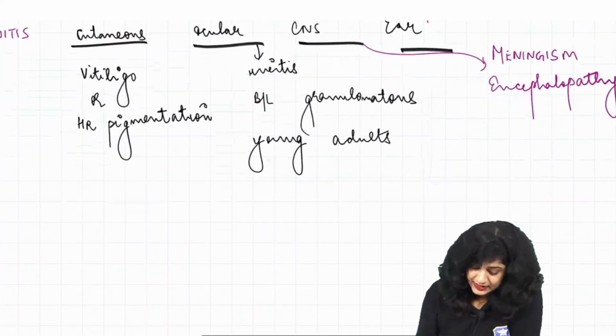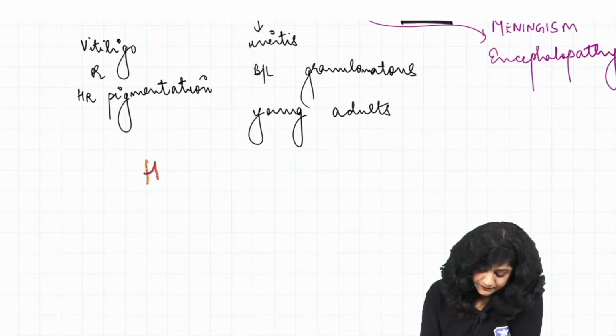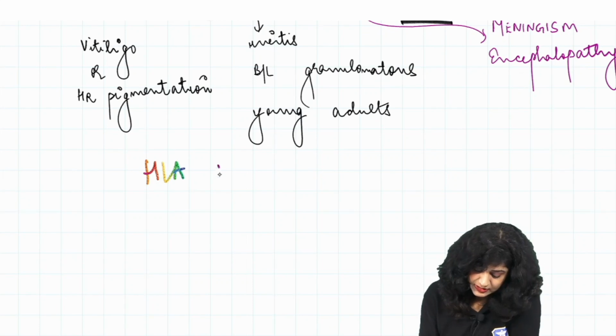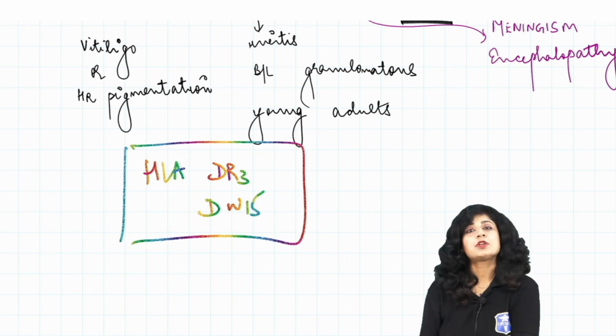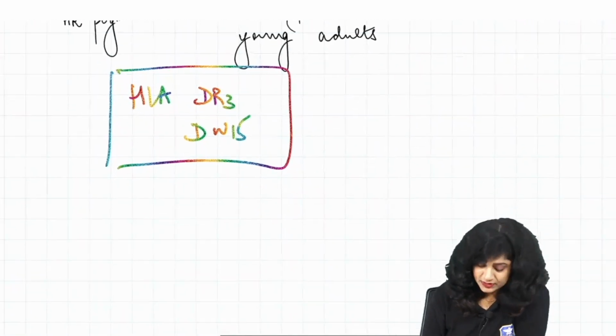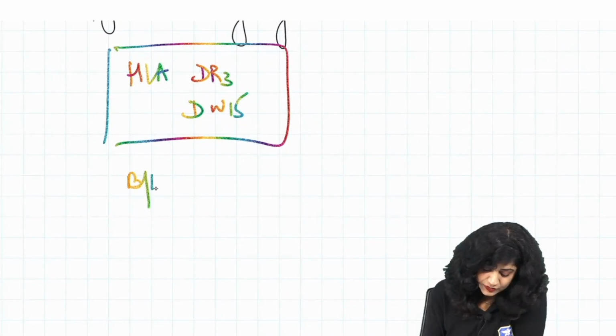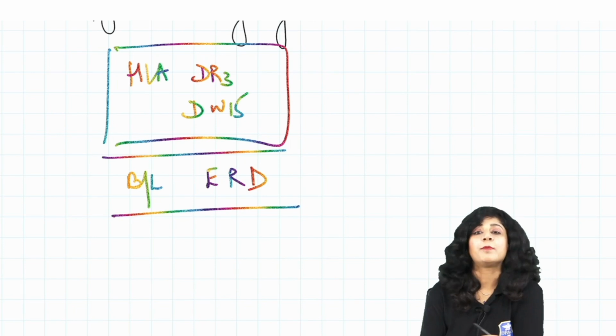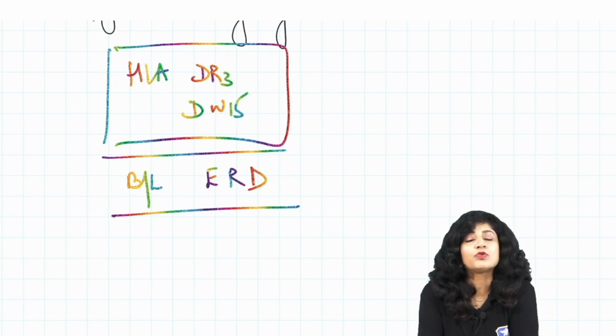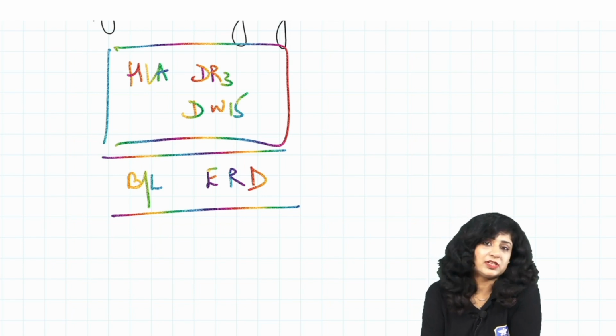And what is the HLA typing? It is the HLA-DR4 and DW15. So all these things are very, very important because it is an inflammatory disease. That is why the bilateral exudative retinal detachment is also very, very common. Vogt-Koyanagi-Harada syndrome is also known for causing the exudative retinal detachment.